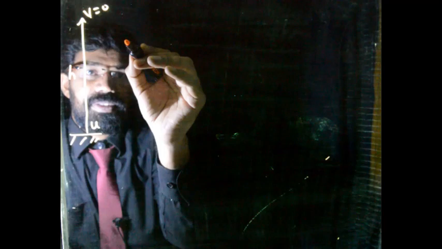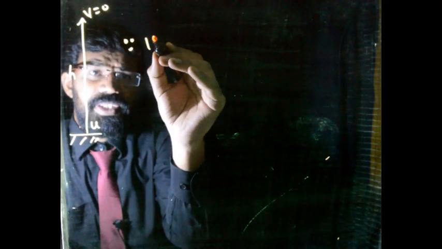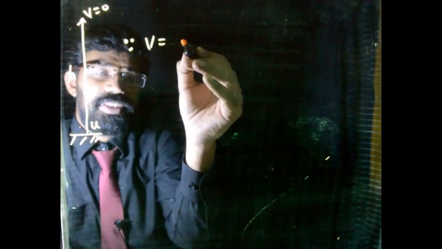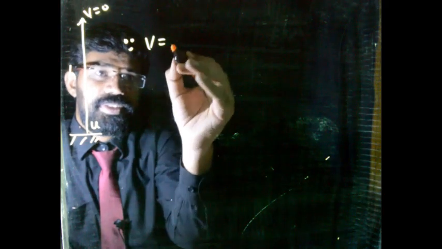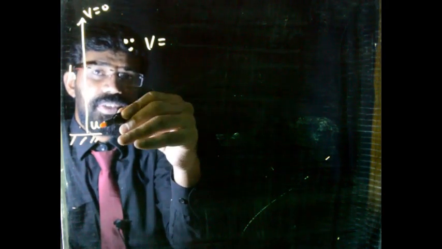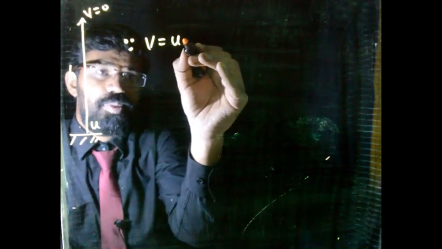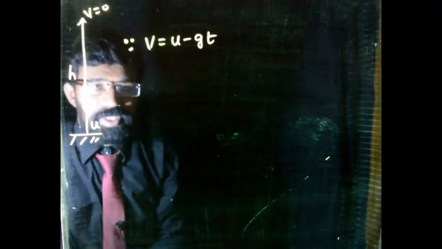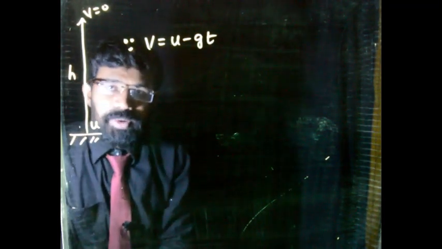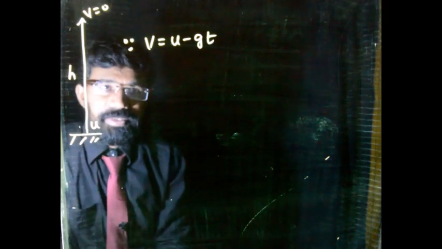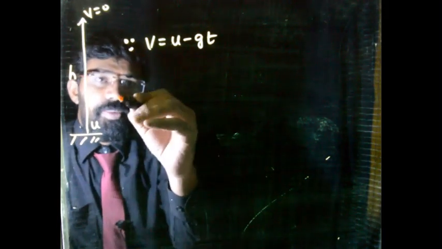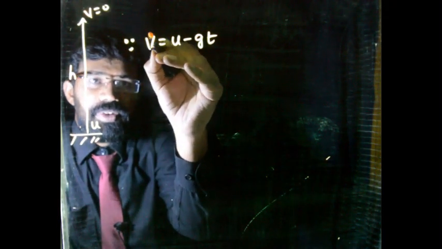Since, in this case, v is equal to what? Actually it's u plus at. Since we are dealing with upward motion, you have to replace a with minus g, so it becomes u minus gt, isn't it? So now at the highest point, what is happening to velocity? Velocity becomes 0, isn't it?